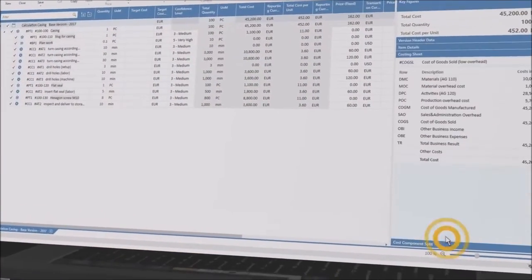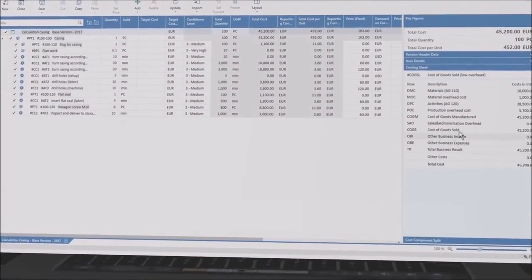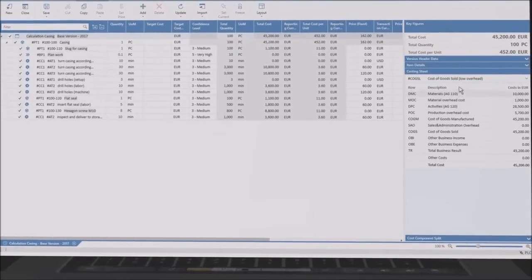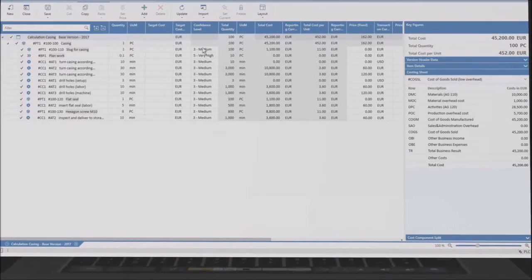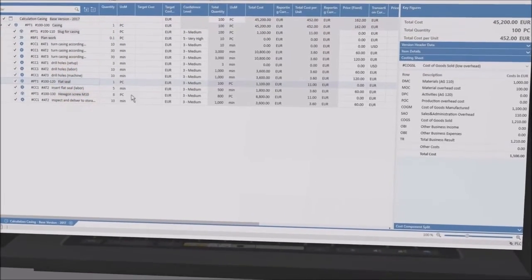At any time, you can analyze and compare the options to make the most favorable product costing decisions. Embedded analytics and reporting allow real-time insights into your cost structure. Use costing sheets to define how overheads are determined, or component splits to identify cost drivers by analyzing the breakdown of costs for each item.